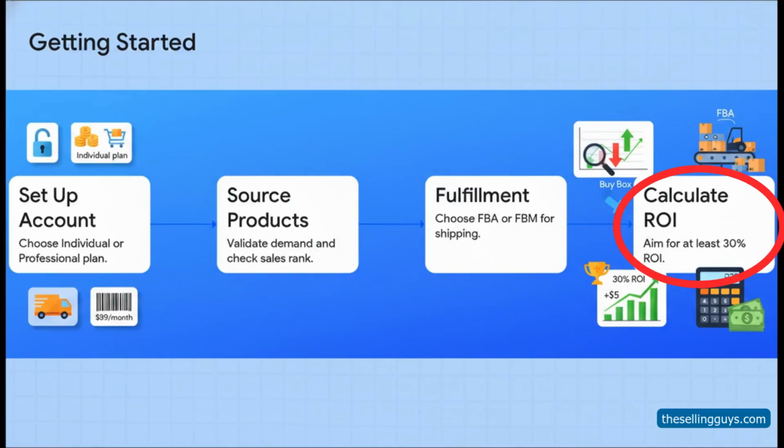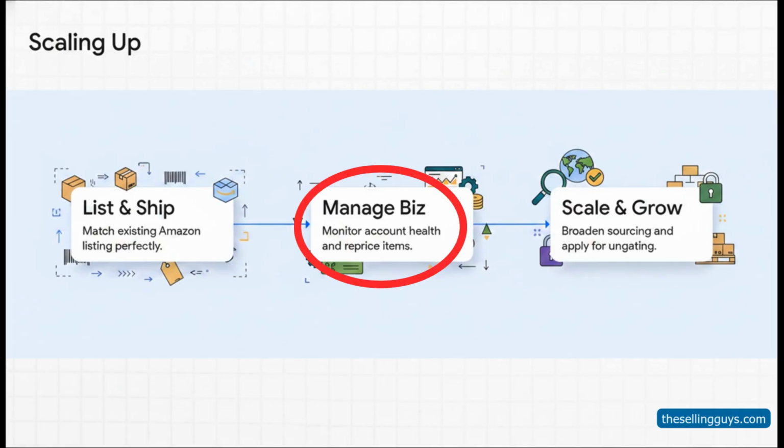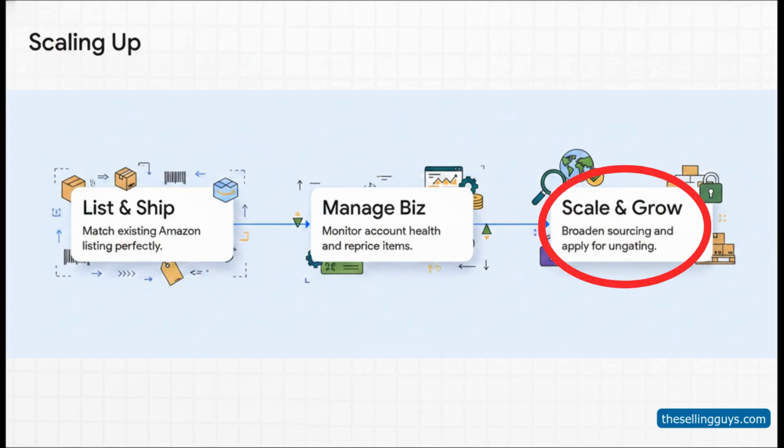And step 4, absolutely crucial, is calculating profitability. You want to aim for at least a 30% return on investment and a strict minimum $5 net profit per unit. Step 5 is listing and shipping. And you've got to make sure your product matches the existing Amazon listing exactly to avoid angry customers. Step 6 is managing your business, watching those account health metrics like a hawk and repricing to stay competitive. And step 7 is the really fun part, scaling up, expanding your sourcing, restocking the winners and getting ungated, which just means getting permission to sell restricted brands.